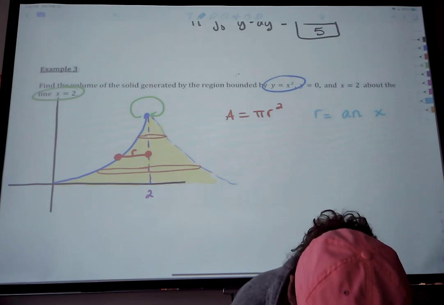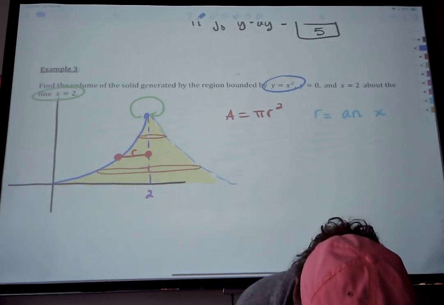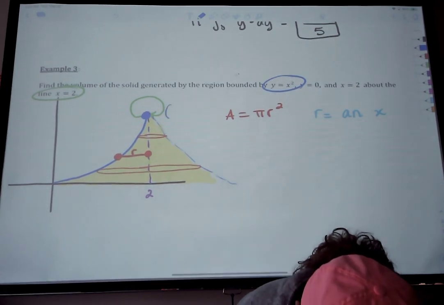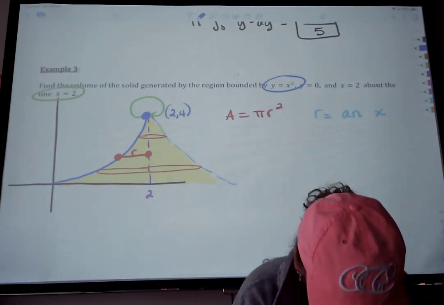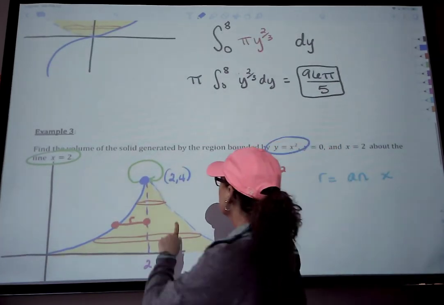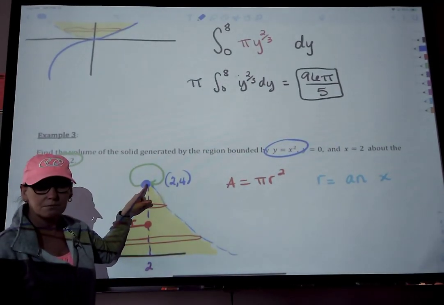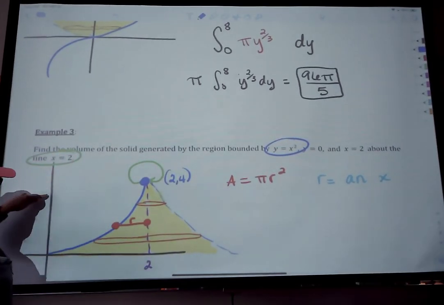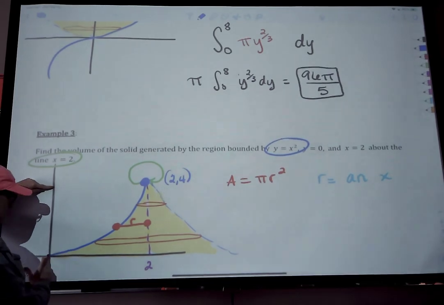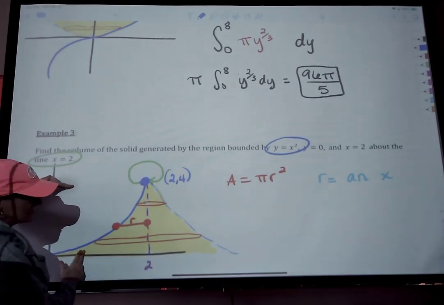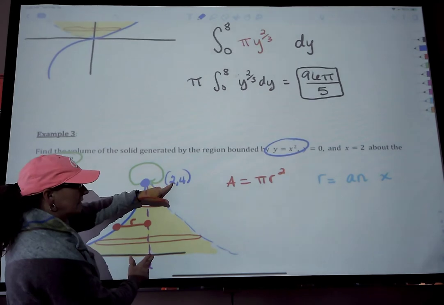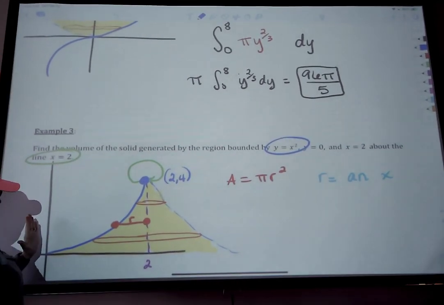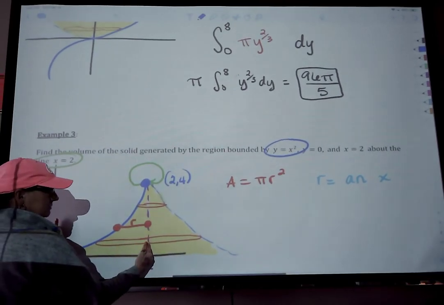Okay, watch. Let's say that I look at a point. Let's say I look at this point right here. This is the point 2, 4. Ready? What's 2? 2 is the distance you travel from the y-axis. It's the distance that you go right. It's the x in my ordered pair. It's the distance from here to here.